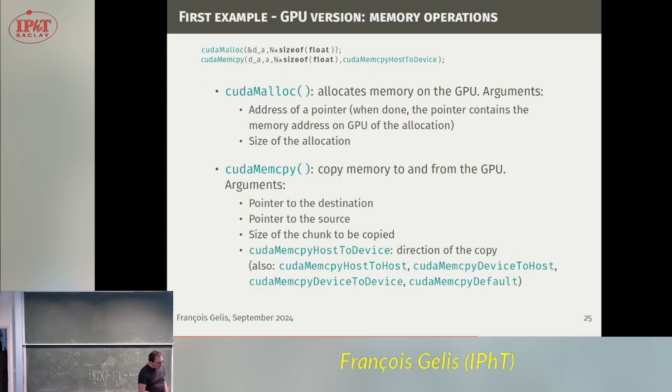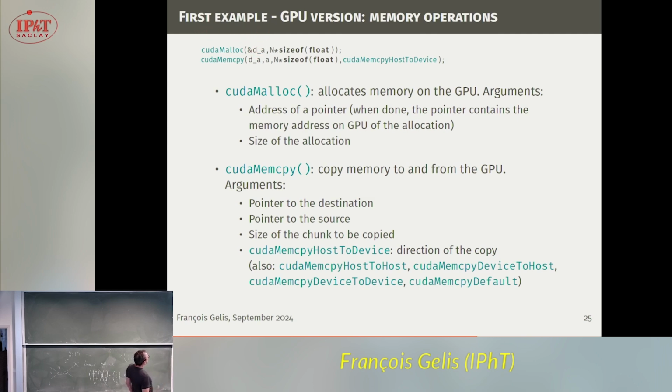So I'm going through the memory management functions that appeared in my example. The first one is CUDA malloc. It works almost in the same way as the usual malloc in C. The difference is that you first declare the pointer. I didn't reproduce the declaration of the pointer d_A before.